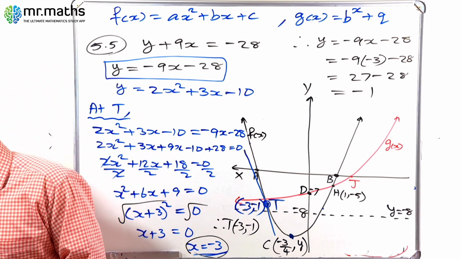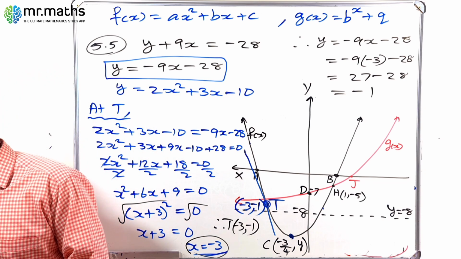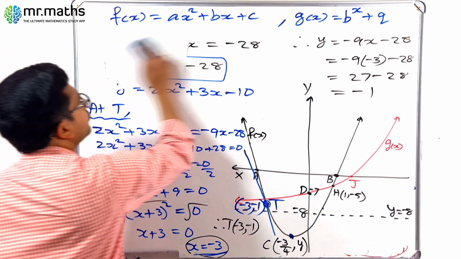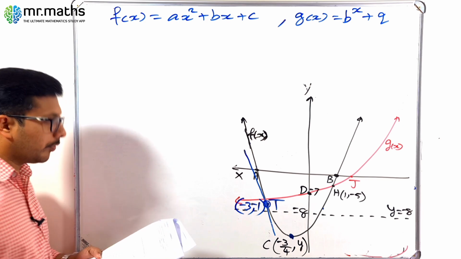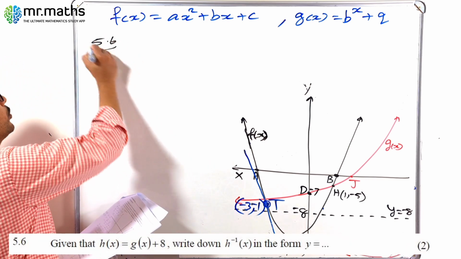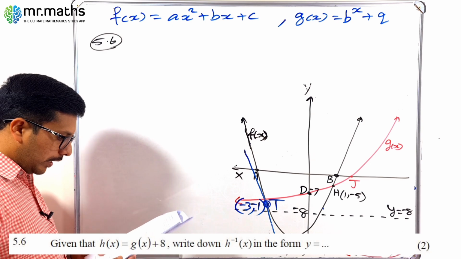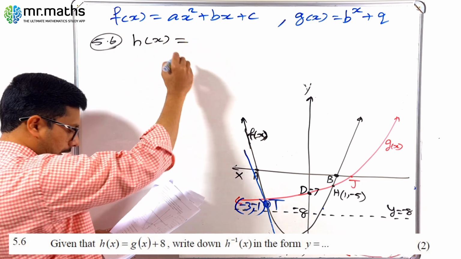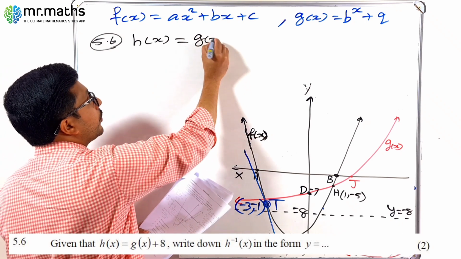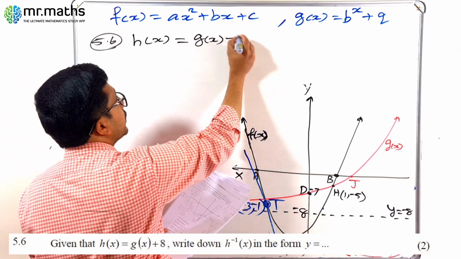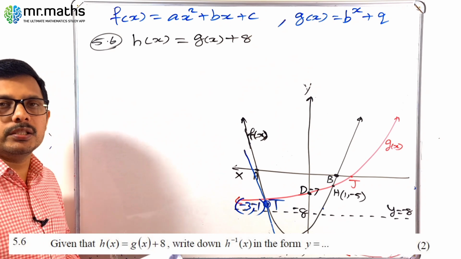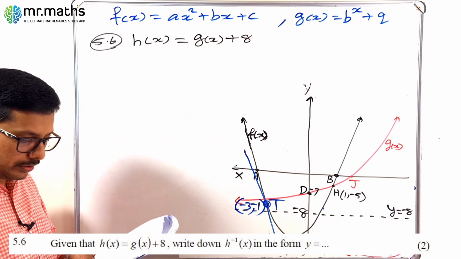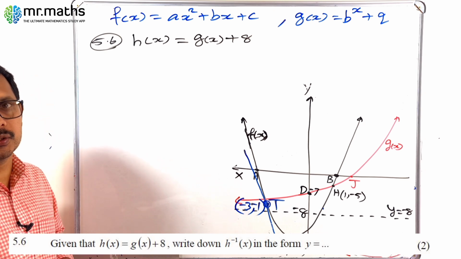Now let's move to question number 5.6. Given that h of x is equal to, it is given, a new function, h of x is equal to g of x plus 8. Now, what is the question? Write down h inverse of x in the form y is equal to.